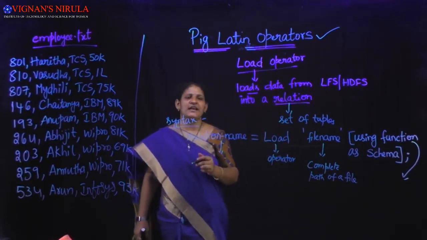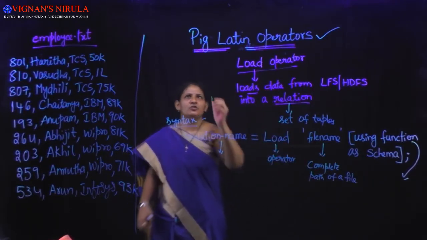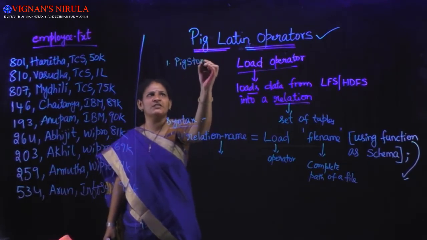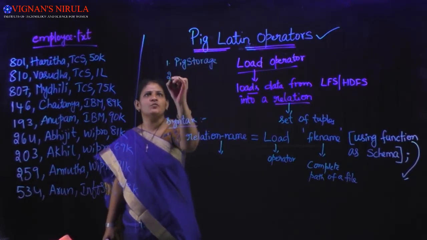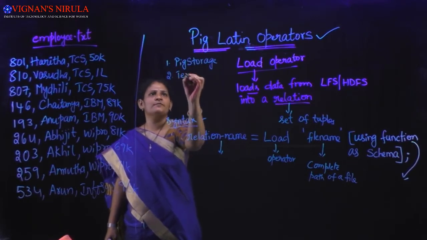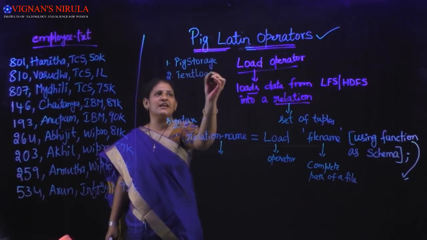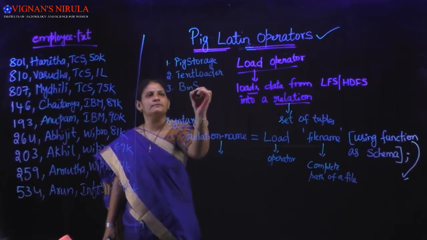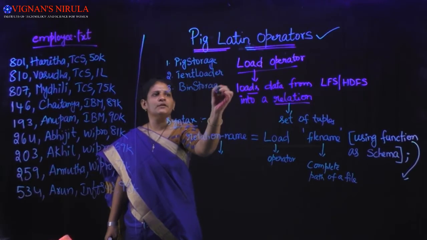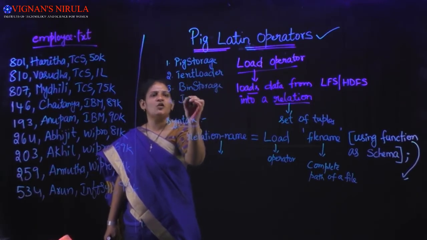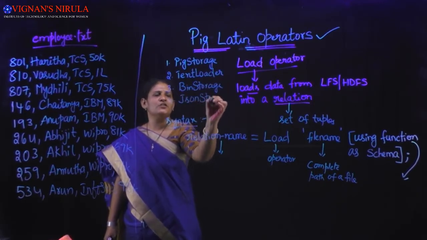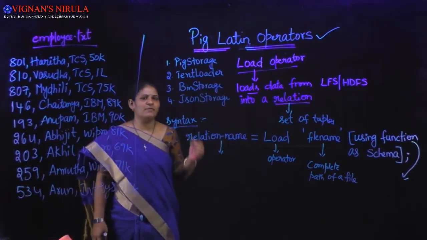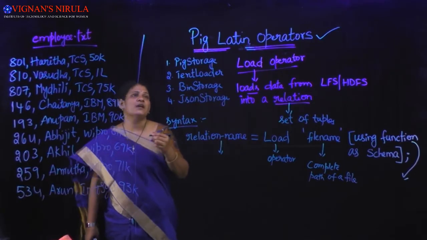The functions can be four types. Those are, one is PigStorage, the second one is TextLoader. The function names can be any of these. The third one is BinStorage, and the fourth one is JsonStorage. These are the four different functions we can use while loading the data from the file system into a relation.